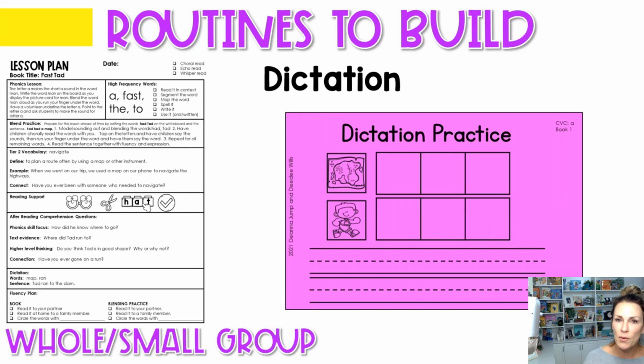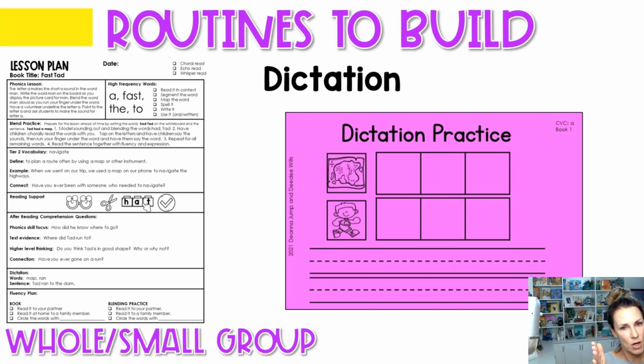And then we have dictation practice. So we would say, okay, the first word I'd like for you to write is the word map. And they're going to go ahead and put each letter that they hear into that Elkonin box. And the next one is Tad. And then we're also going to have a sentence dictation. So this is part of that small group instruction. So the sentence we're going to ask them to write is Tad ran to the dam. And then, of course, they'll laugh again about the word dam.